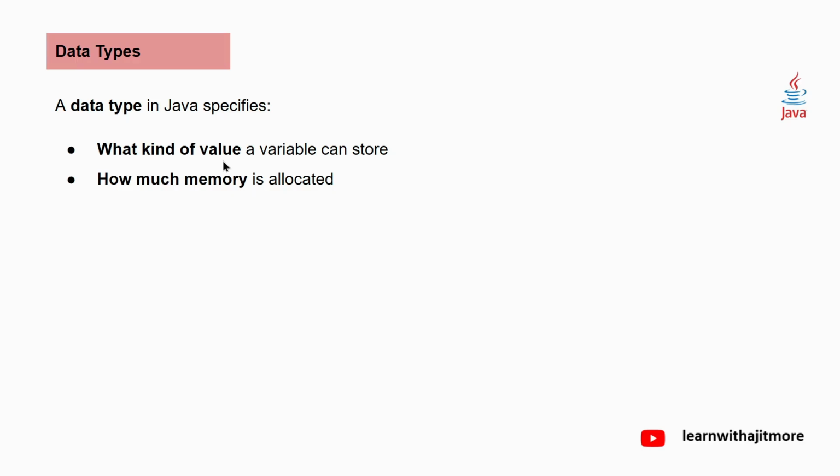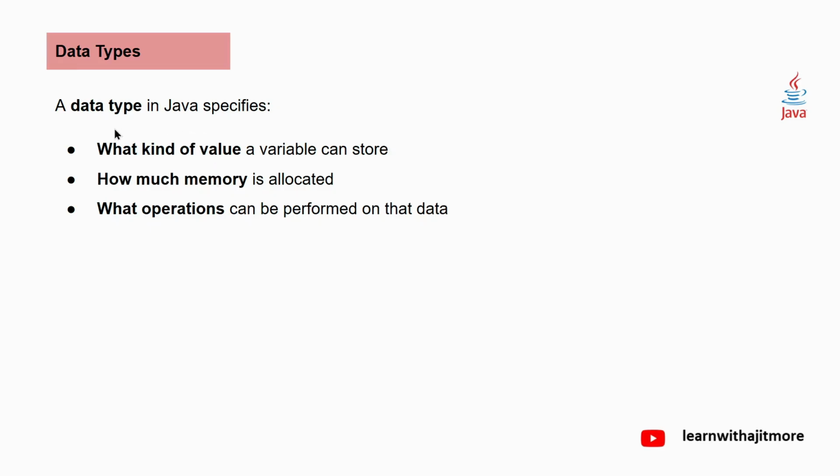Remember, if the memory is 1 byte, then its range will be minus 128 to plus 127. If it is 2 byte, it will be minus 32768 to 32767. If it is 4 byte, then it is approximately plus or minus 2 billion. If it is 8 byte, then it is approximately plus or minus 9 quintillion. So how much memory also decides the range.